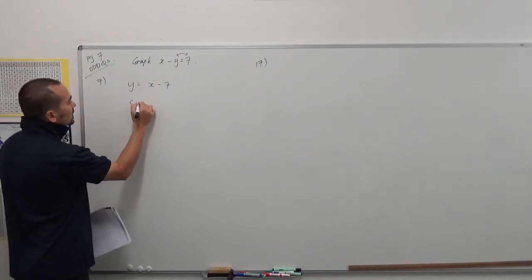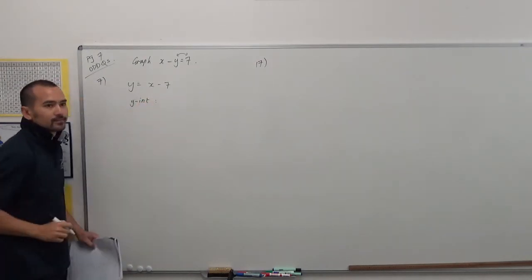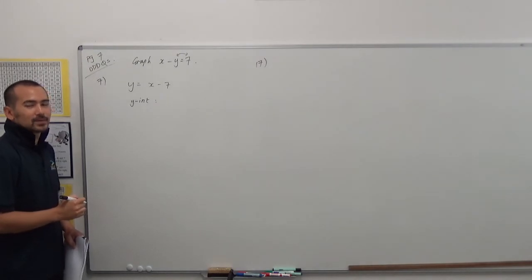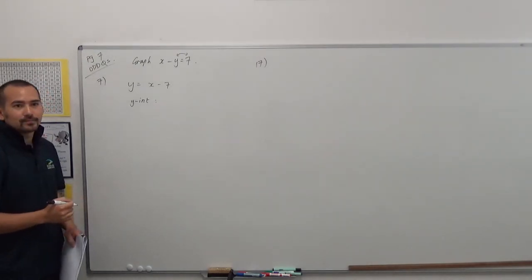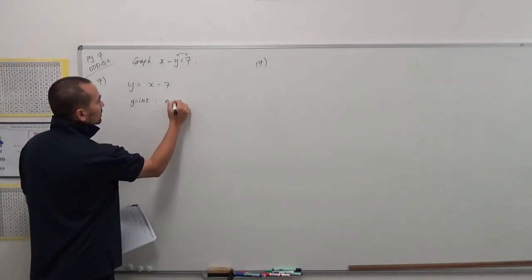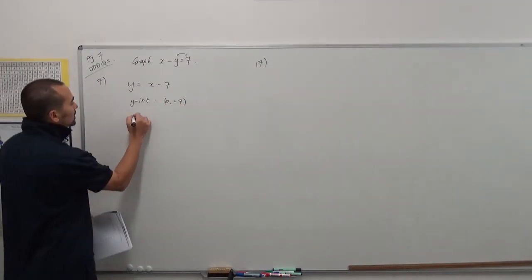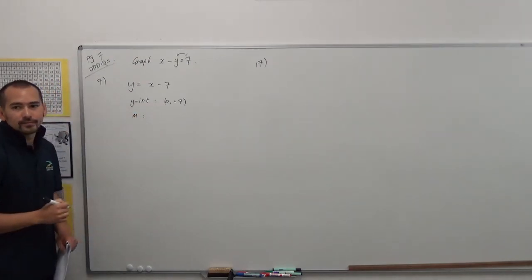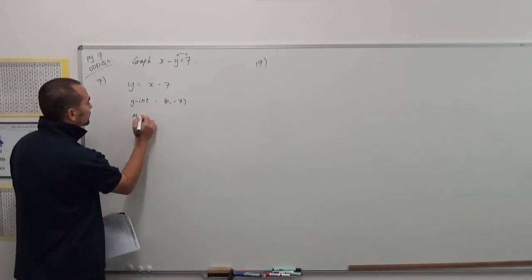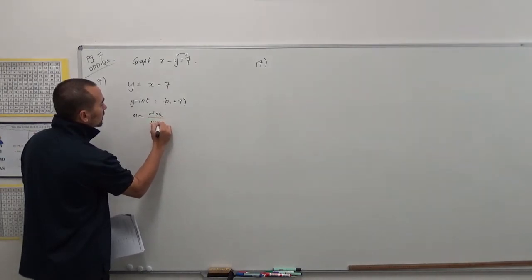Alright, what is the y-intercept? Go on, Ellen. What's the y-intercept in this case? 0, negative 7, that is true, yep. Okay, so you gave it to me in ordered pair, that's fine. And what is the gradient? Go on, Elia, you know what it is. It's 1, isn't it? And gradient is the rise divided by the run.